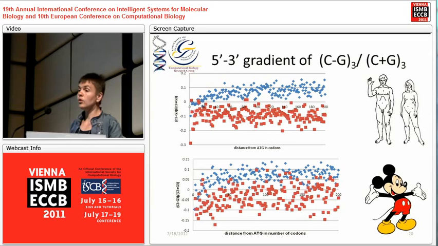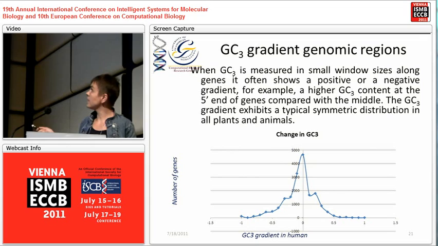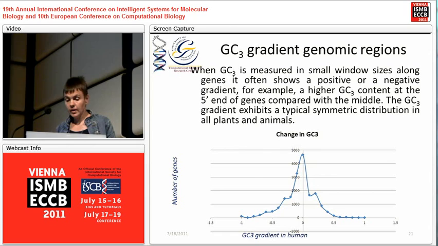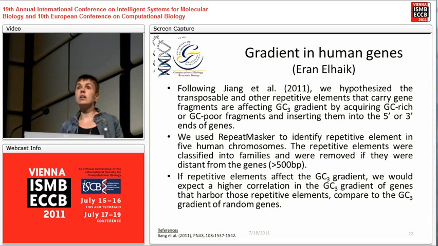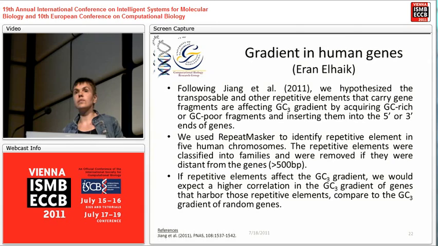Another thing: this was an email I got from Iran just last night. His recent idea to explain the GC3 gradient is the work of repeat elements. He ran RepeatMasker on the human genome, and he discarded all hits that were too far from the gene. His idea is that different repeat elements are able to deliver pieces of DNA and insert them in different parts of a gene, the 5' or 3' end.